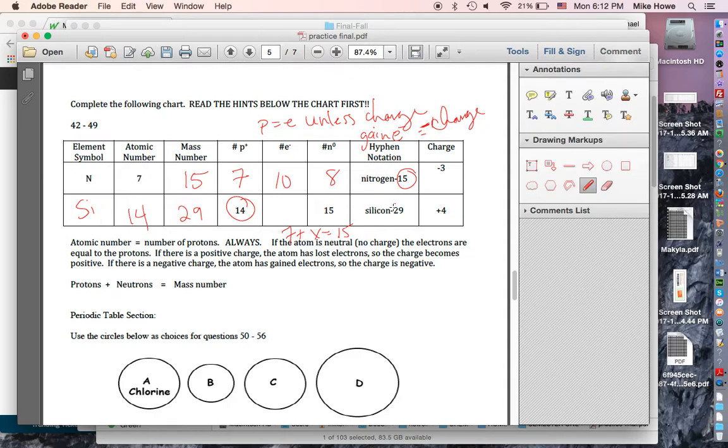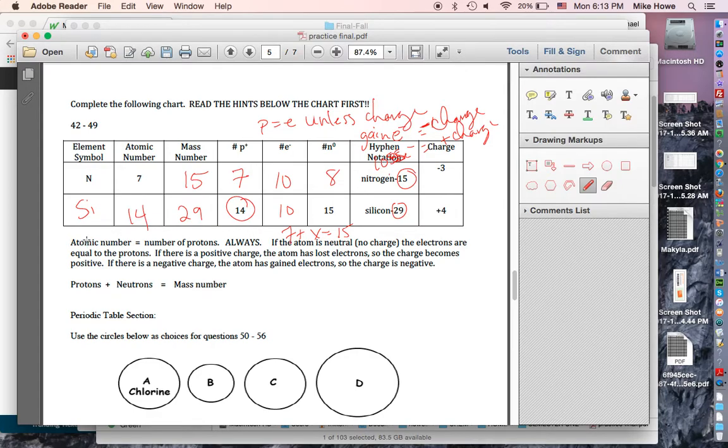And we also know the mass number for another reason. It says right there, electrons. It says a positive 4 charge. So have you gained electrons or lost electrons? A loss of electrons. Lose electrons equals a positive charge. So you've lost 4. So you used to have 14 electrons because protons equal electrons unless there's a charge. So you normally have 14 electrons, but you lost 4. So now you've got 10.